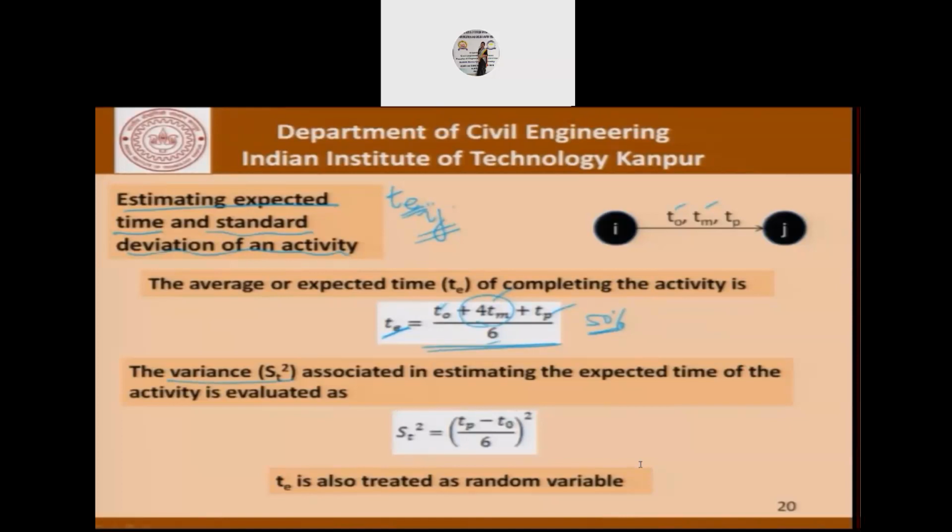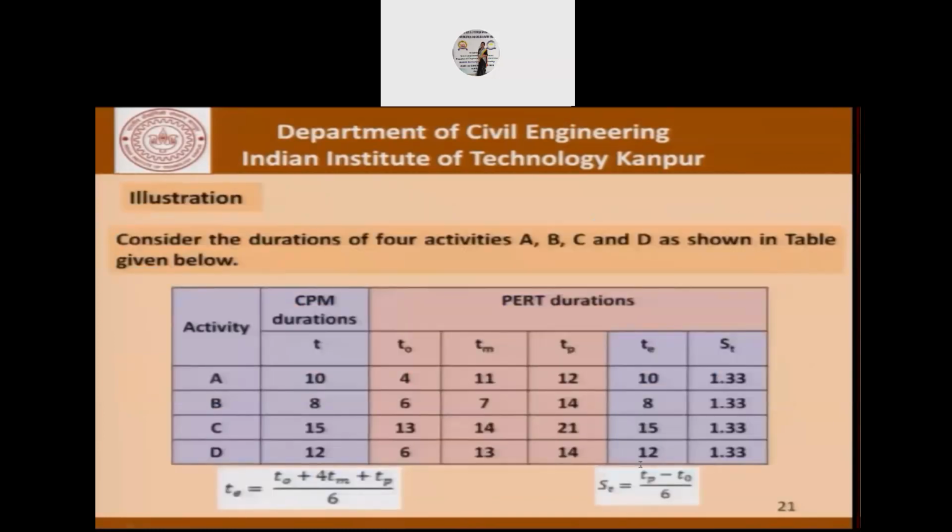Continuing, the variance, that is ST square, associated in estimating the expected time of the activity is evaluated as TP minus T0 divided by 6 squared, and then we must reiterate that TE is taken as a random variable. Moving forward, let's try to implement this thought process in an example.